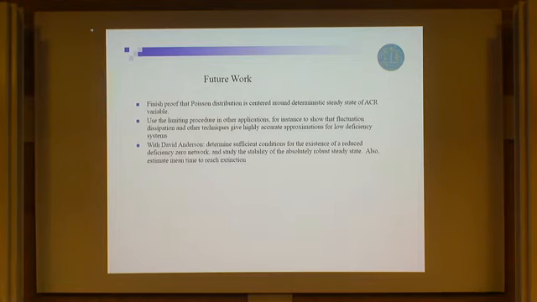And then I would like to continue work with David Anderson. We would like to do things like sufficient conditions for when you can actually find one of these deficiency zero networks, and to study the stability of the absolutely robust steady state. By the way, there's no statement anywhere showing that the system has to be stable at that point. It's just something that you show there is a steady state, but there's no stability statement. So it would be nice to be able to use stochastic ideas to prove that.